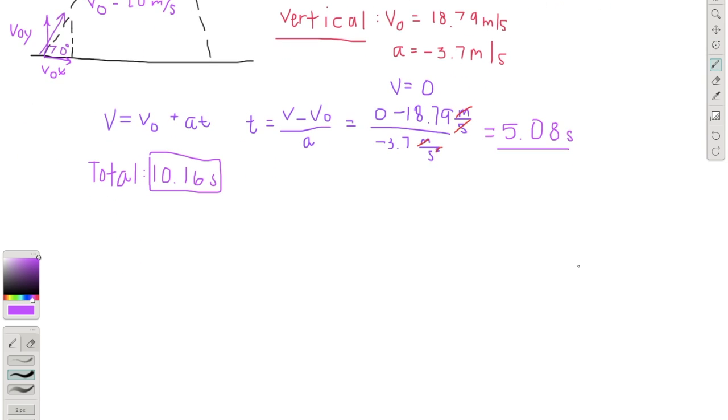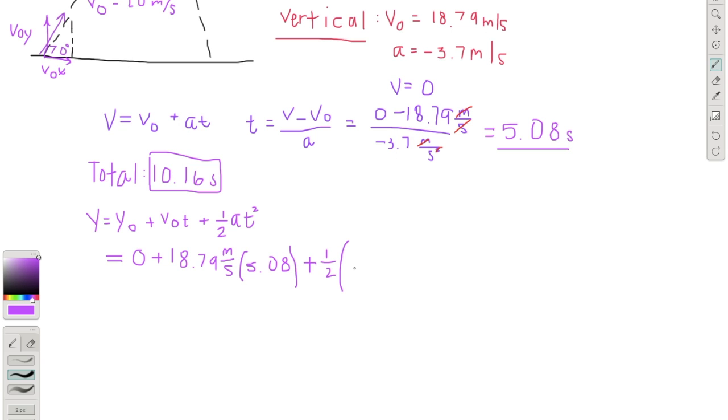Now that we've solved for the time, we have to solve for the height. We're going to do that with the equation y equals y0 plus v0 t plus 1/2 a t squared. We plug in the numbers: 0 plus 18.79 meters per second times 5.08 seconds, plus one half times the acceleration, negative 3.7 meters per second squared, times the time again, squared.